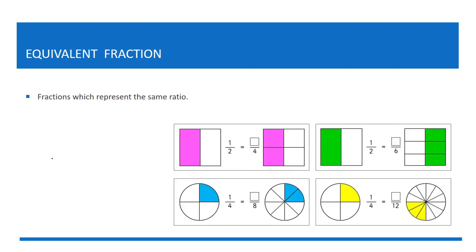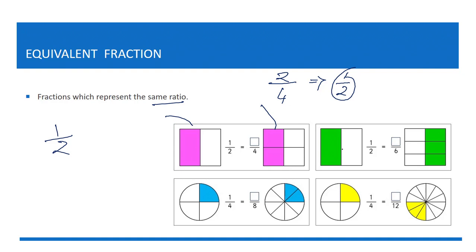Now, in case of an equivalent fraction, what happens? Fractions which represent the same ratio are called equivalent fractions. Suppose you consider this example, here how many pieces are there? 2 equal parts and you have 1. But in this case, how many parts are there? 4. And how many parts do you have? That is 2. That is 2 by 4. If you simplify, 2 1s are 2, 2 2s are 4. This also represents 1 by 2 only. That is in the same ratio. It is called an equivalent fraction.